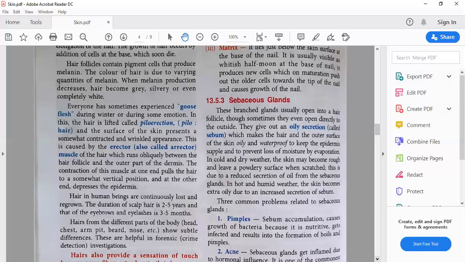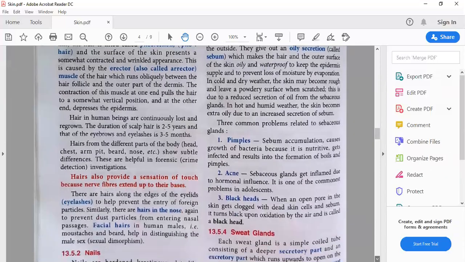Okay, next is, now hair is also providing the sensation of touch because nerve fibers extend up to their bases. If you move your hand over only the hairs, I'm not saying that you touch your skin, just over the hair, like someone gently touching the hair on your head, you will be feeling a sensation. Do you agree with this? Yes ma'am, very little.